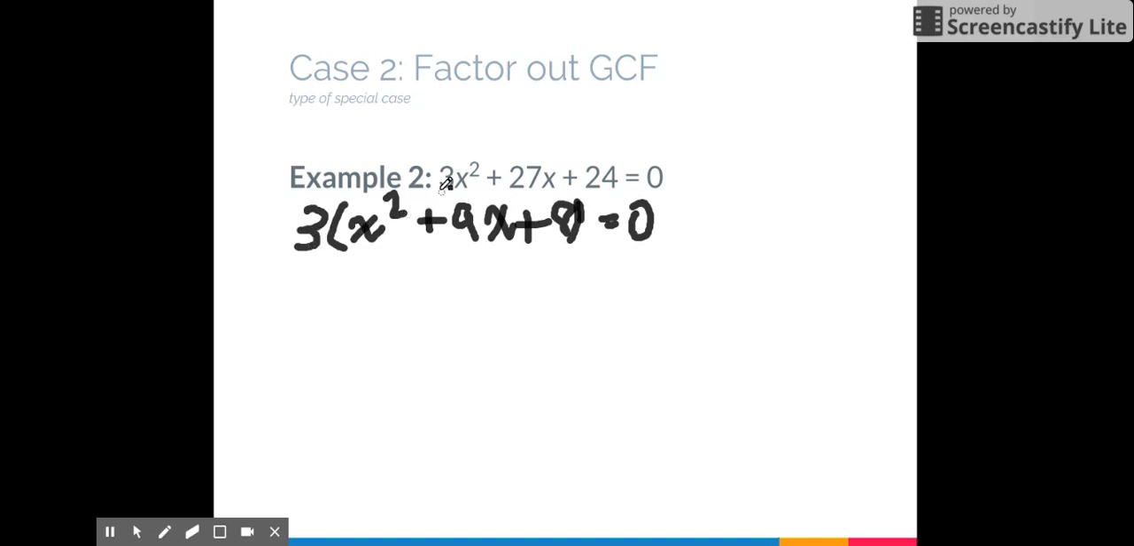So I get 3 times x squared is 3x squared. That's correct. 3 times 9x is 27x. 3 times 8 is 24. So I know I did that correctly. In this case, right here in the parentheses, we're left with something called product sum, which is the next type of factoring we're going to learn how to do.